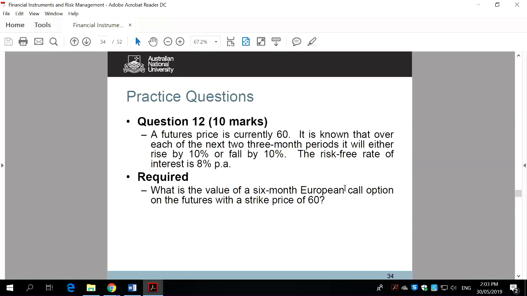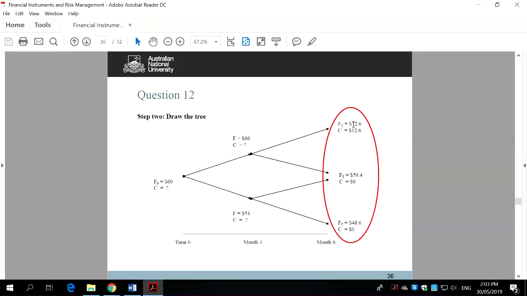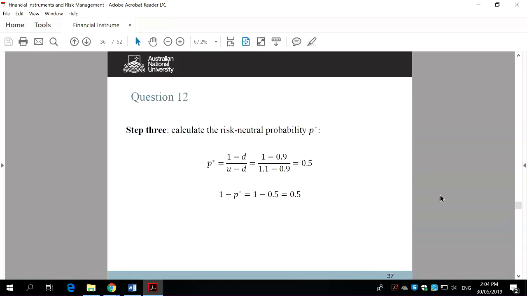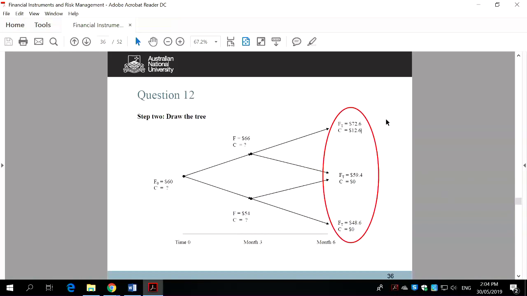And what else were we told? We were told the strike price is also 60. So if the futures price finishes at $72.60, our call option is $12.60 in the money. If the futures price finishes in the middle, at 59.4, the call option is out of the money, and the same goes here. If the futures price finishes at 48.60, that's lower than the strike price, so again we have an out-of-the-money call option. Because this is a European option, we can discount the expected payoff all the way back 6 months.